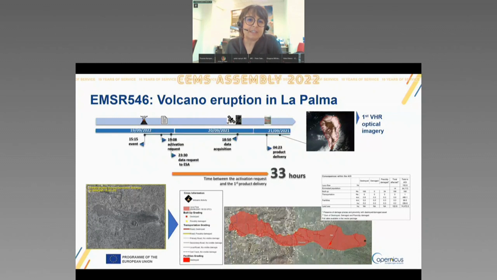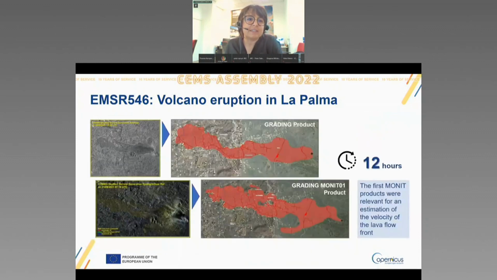It's interesting to underline that in this activation, the first requirement of the user was to receive frequent updates of the evolution of the lava flow, because the first monitored products were relevant for a first estimation of the velocity of the lava flow front. And so for this reason, the first monitored product was delivered 12 hours after the first product.